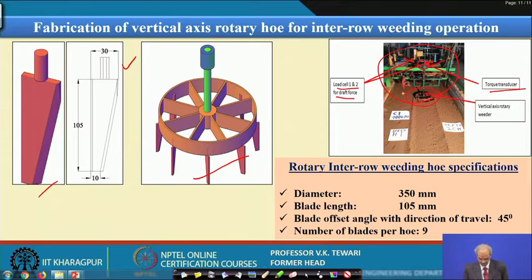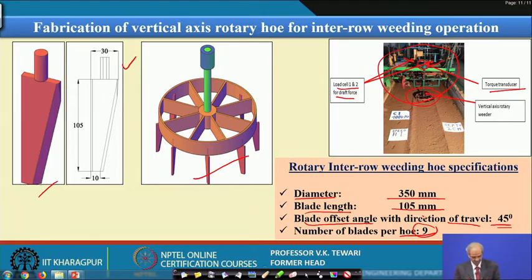Now, the inter-row feeding specifications, inter-row, that means between the rows. This is the bin. In fact, I will show you more details of the bin slightly later. You can see that diameter is about 350 mm, blade length is 105 mm, blade offset angle with direction of travel is about 45 degrees, number of blades per hoe is 9. So, these are the details of the blades which we have actually fabricated and tested in the soil bin.